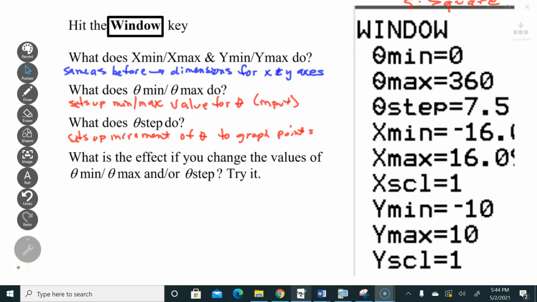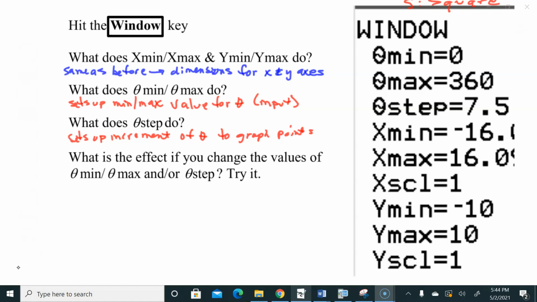So the theta min and theta max is what I use for my input values, and the theta step is the increment to graph points. The smaller the theta step, we'll go through some examples of what happens.